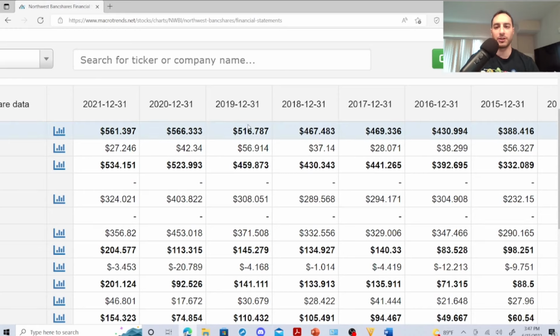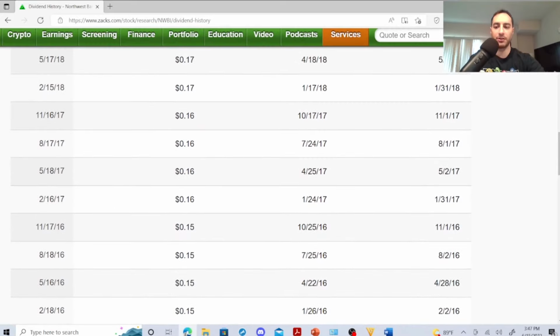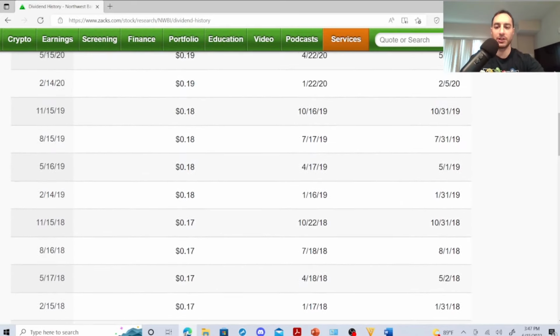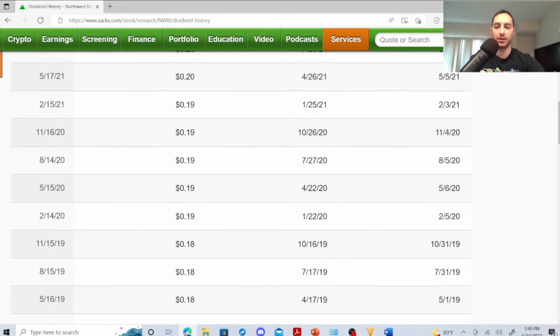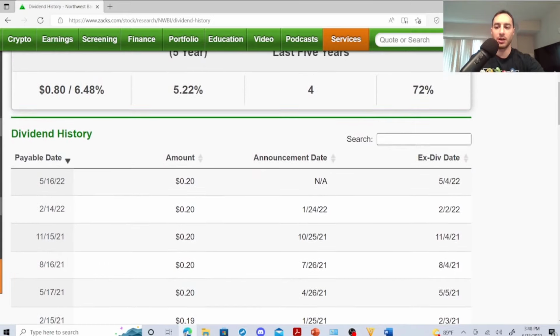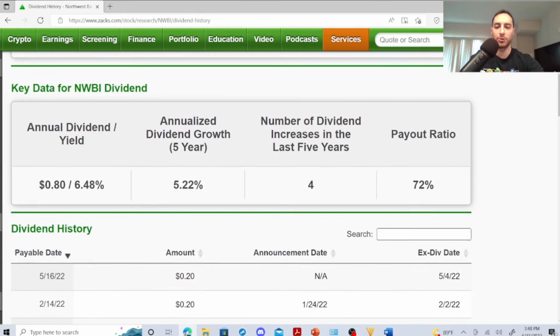Let's check out their dividend history. 2015, it was 14 cents. 2016, it was 15 cents. 2017, it was 16 cents. 2018, it was 17 cents, 2019, 18 cents, 2020, 19 cents, and then it cracked 20 cents in 2022. So it's looking pretty good.